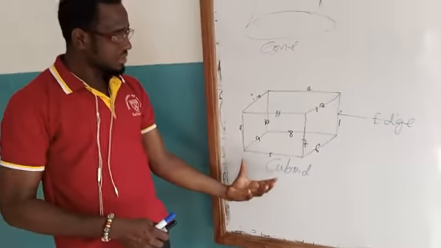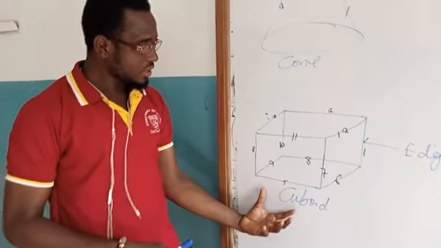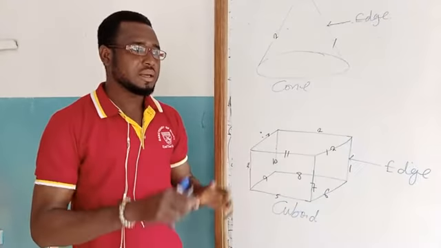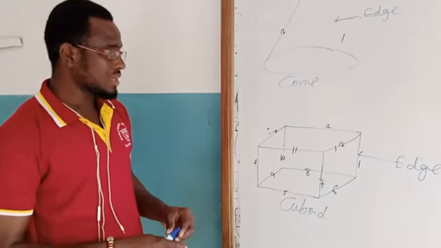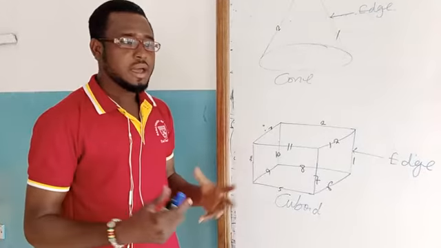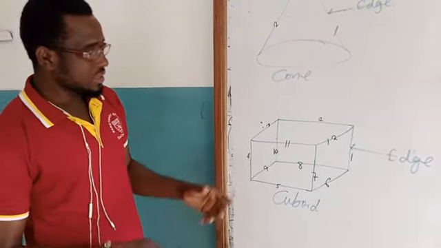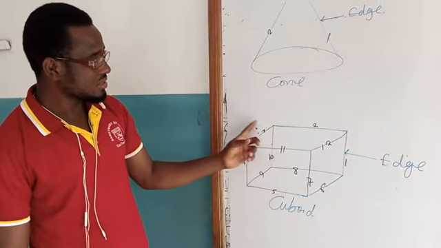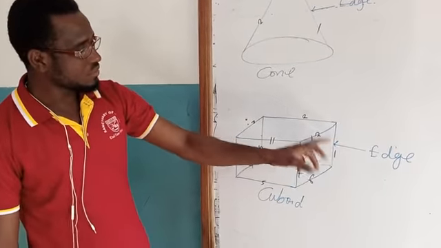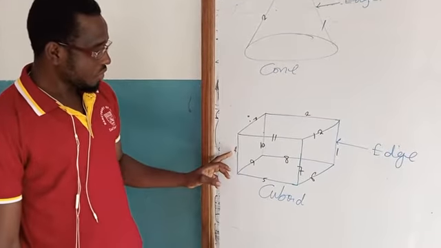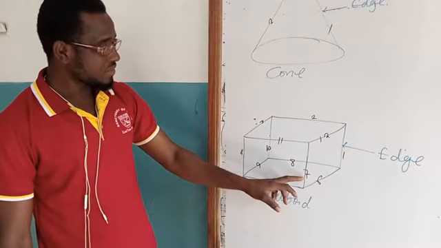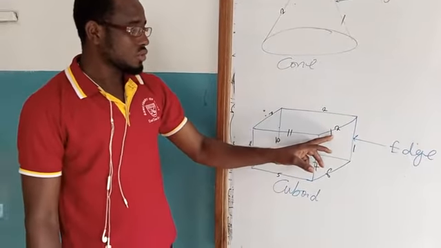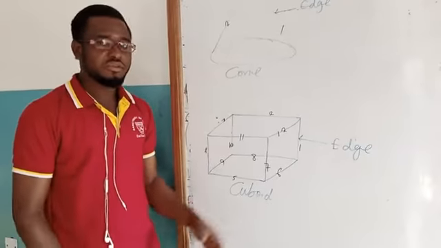Let's consider the third diagram here. This is a cuboid. We looked at the matchbox. We looked at the box in our home, and I said that was a perfect example of a cuboid. Now, we can see it has several edges, the meeting points of two faces. You can see I've labeled them 1, 2, 3, 4, 5, 6, 7, 8, 9, 10, 11, and 12. So this cuboid has 12 edges.